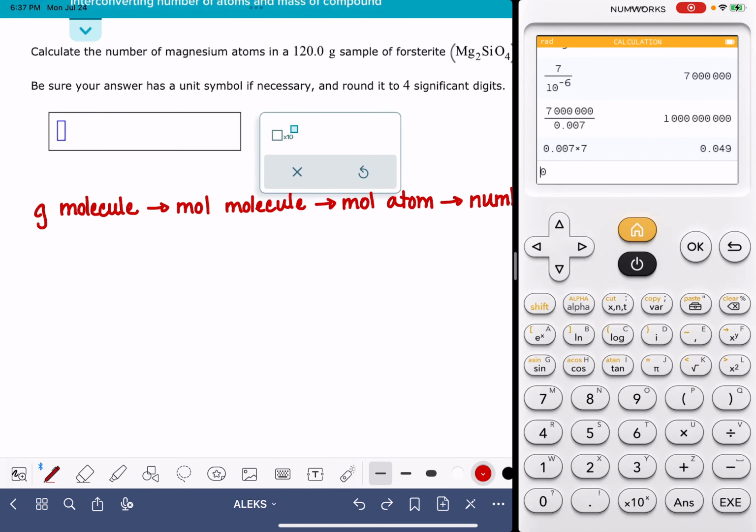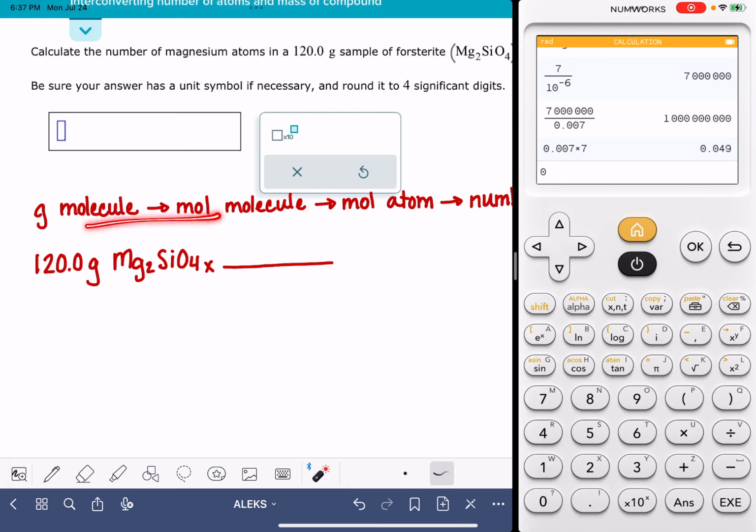We're going to start with the grams of the molecule, and this is a number that ALEKS provides to us. It's telling us that we have 120 grams, and I'm going to write the formula of this molecule, Mg2SiO4. Now, the first step in our calculations is to do a gram to mole conversion. That is done using the molecular weight of this compound.